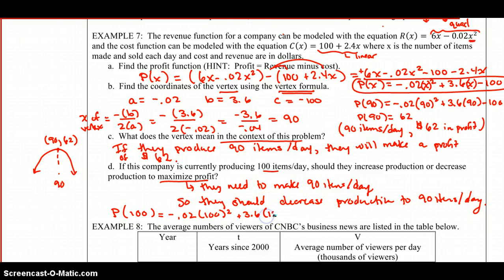Oh, I cannot write the number 100. There we go. And if we evaluate this, we get $60. Okay, that points over here somewhere at 100, and the profit's only 60. Okay, the profit's bigger if they only make 90.